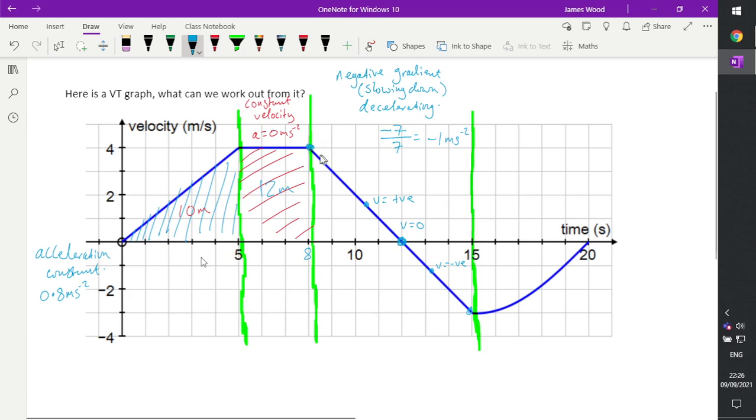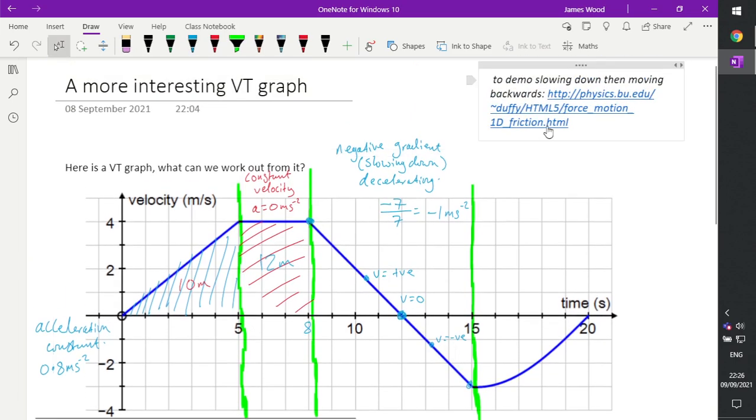So it's moving forward, but slower and slower until it stops. And then it starts to move in the opposite direction, is what's going on. And it gets faster, but moving in the opposite direction. So its velocity gets more negative. I'll show you what I mean by that.